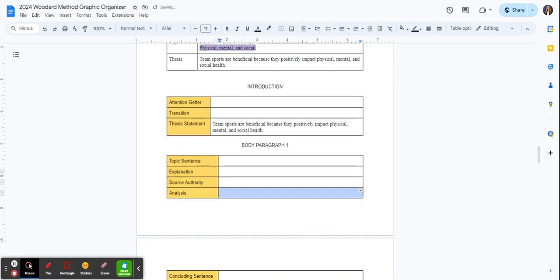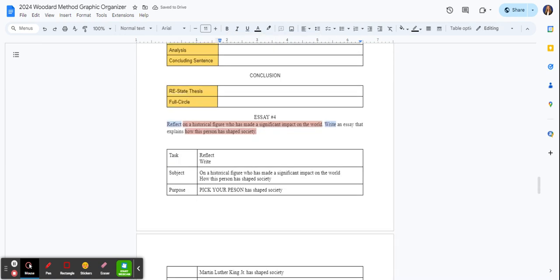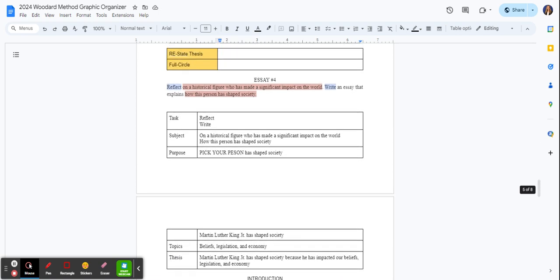The next one is a similar situation, but in this situation, we need to pick a historical figure and we need to pick our topics. So reflect on a historical figure who's made a significant impact on the world. Write an essay that explains how this person has shaped society. So our first task is reflect. Our second task is write. Our first subject is a historical figure who has made a significant impact on the world. Our second subject is how this person has shaped society.